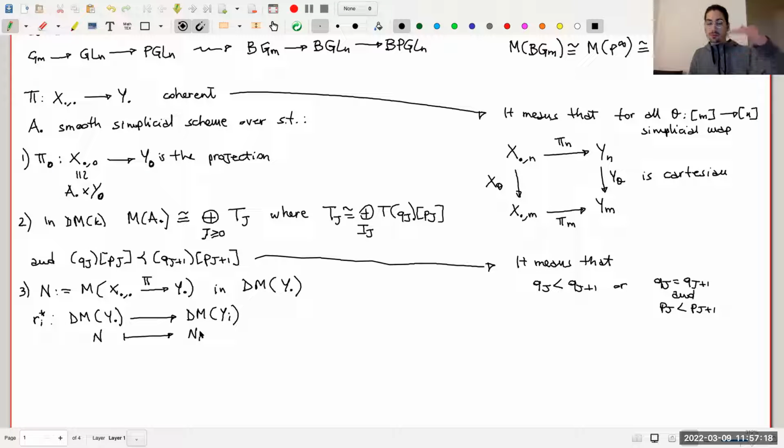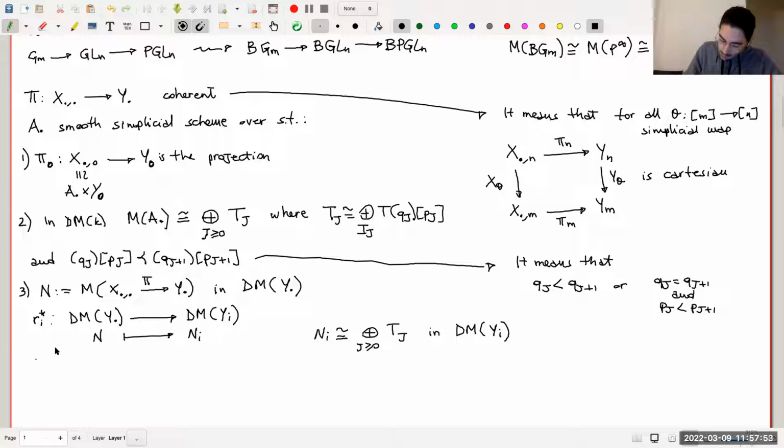Okay, now essentially it follows from 1 and 2. So from the fact that over each level this is just a projection, and the fact that the fiber is just a sum of states, it follows that, let me write it here, ni is isomorphic to the sum for j greater or equal than 0 of this tj in the appropriate triangulated category of motives, so in dn yi.